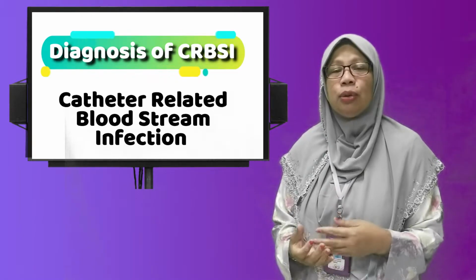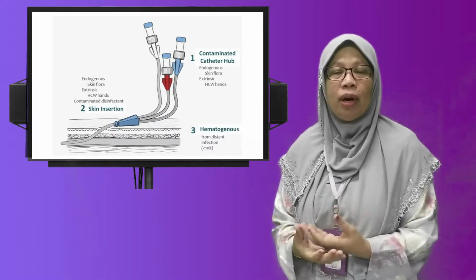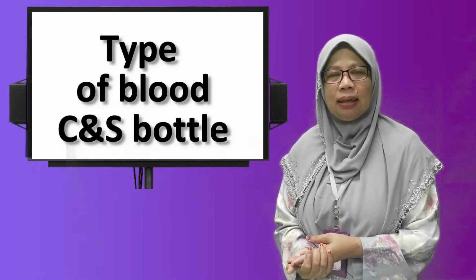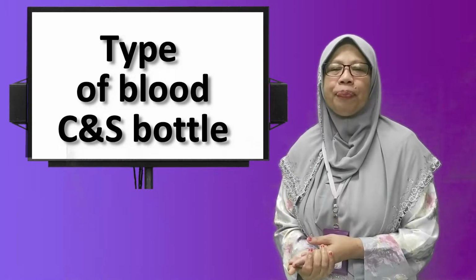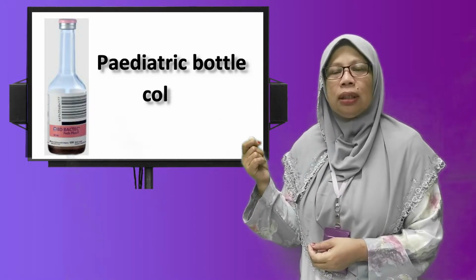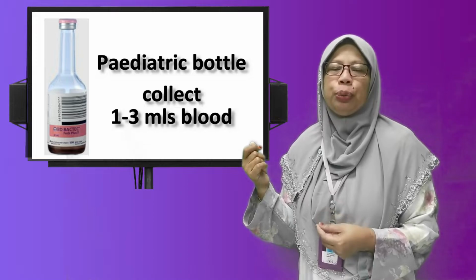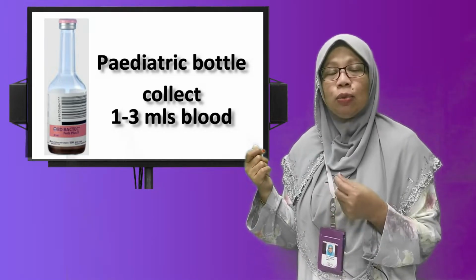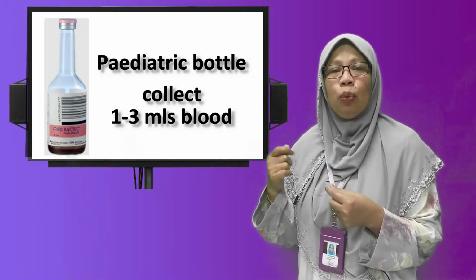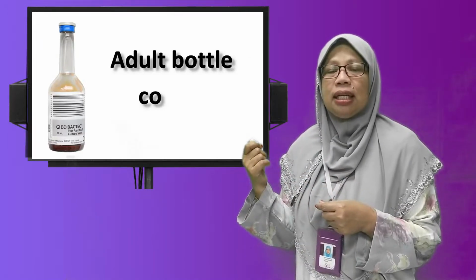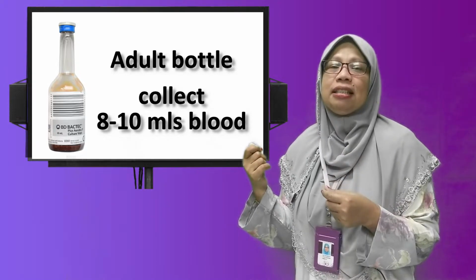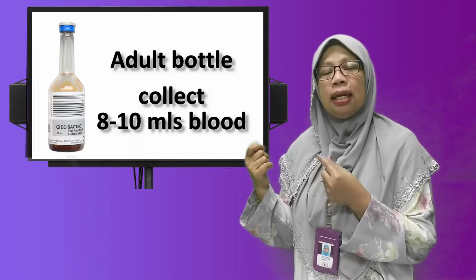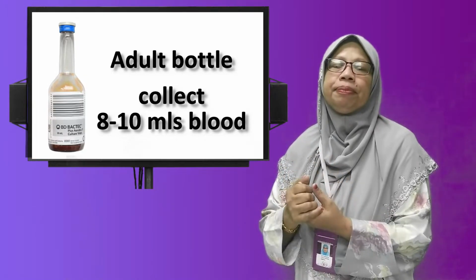Before we go further, I just want to make sure each and every one understands there are a few different types of blood culture sample bottle. The pink bottle is actually for the pediatric age group. The optimum volume for this kind of bottle is 1 to 3 ml of blood, whereas the blue bottle is actually for adult patients. The optimum blood volume for this bottle is 8 to 10 ml of blood.